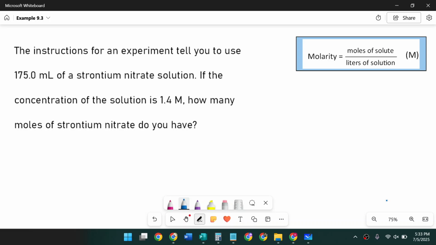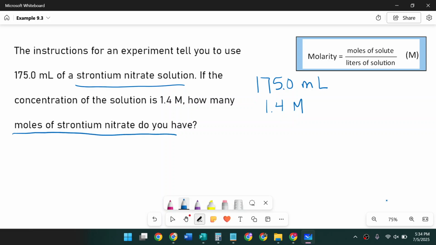So we're given that we have 175.0 milliliters. We're also given what the solution is, and then we're given its molarity, and what they want to know is how many moles. So in this case, some of this extra information may just be to throw you off. It doesn't matter what the solution is. They've given us a volume, they've given us a molarity, and they want the moles.